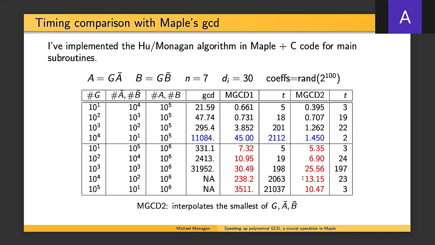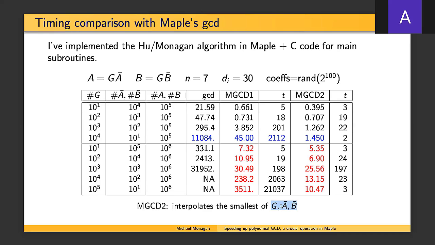So you mentioned you interpolate the smallest of G, A bar and B bar. Is that done in parallel? No, not in parallel. Okay, so you figure out which one is smallest, and then I just coded it. It's natural to code them together because A bar is A over G. So I compute all the images. I compute the image of G, the image of A bar, and the image of B bar, and then just start interpolating all three, and I'm waiting until I have enough points to get the answer. I'm interpolating it incrementally. Okay.